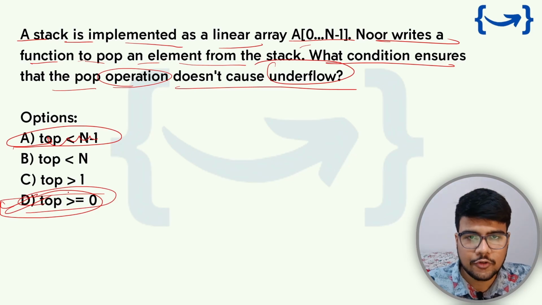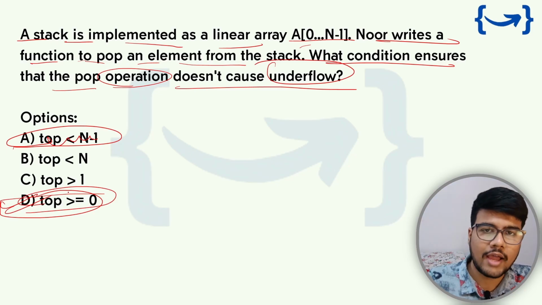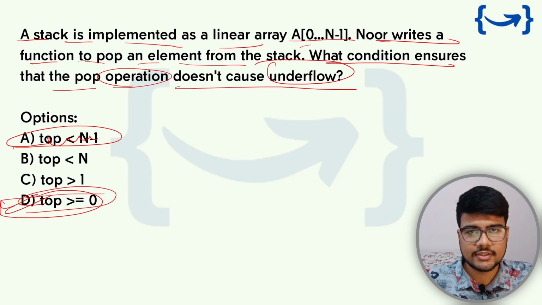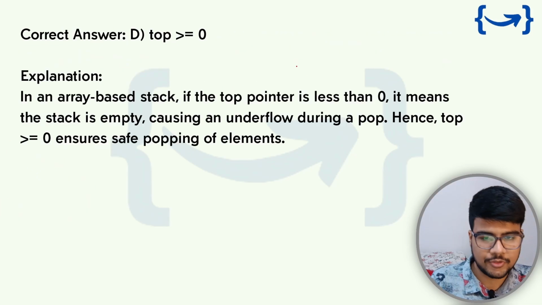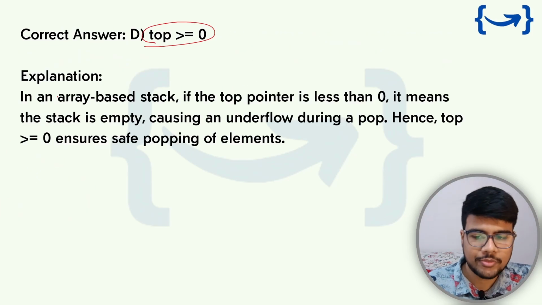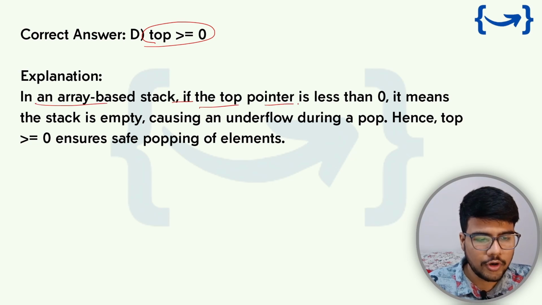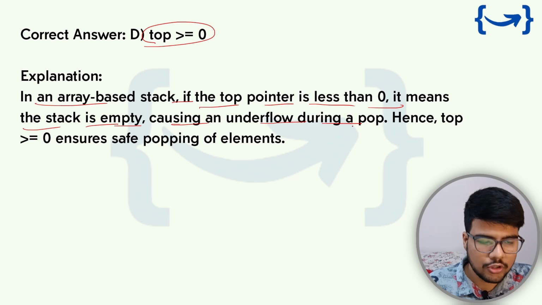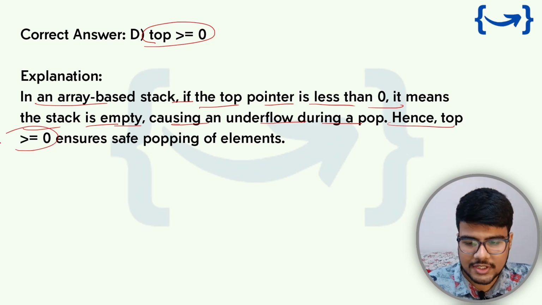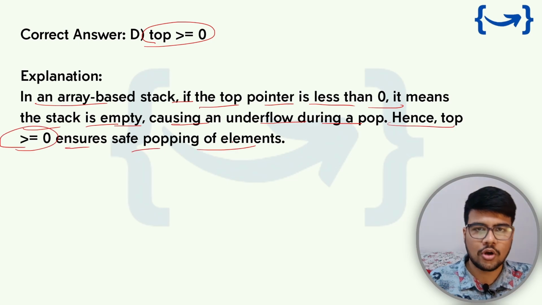If top is less than 0, it means we don't have an element in our stack. If we put an if condition to check this, we will prevent this underflow situation. So, top is greater than or equal to 0. In an array-based stack, if the top pointer is less than 0, it means the stack is empty, causing an underflow during a pop. Hence, top greater than or equal to 0 ensures safe popping of elements.